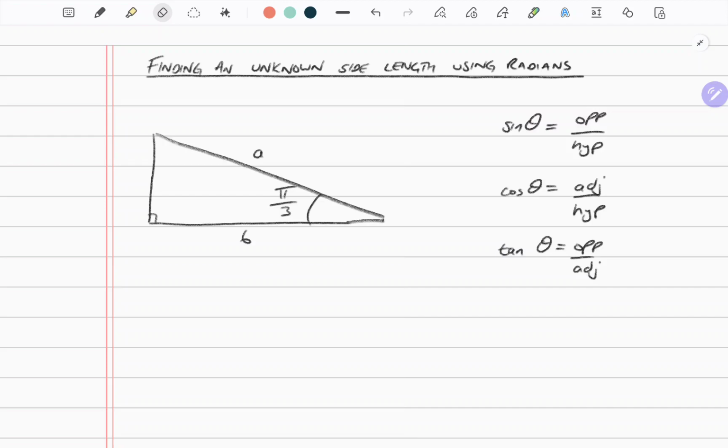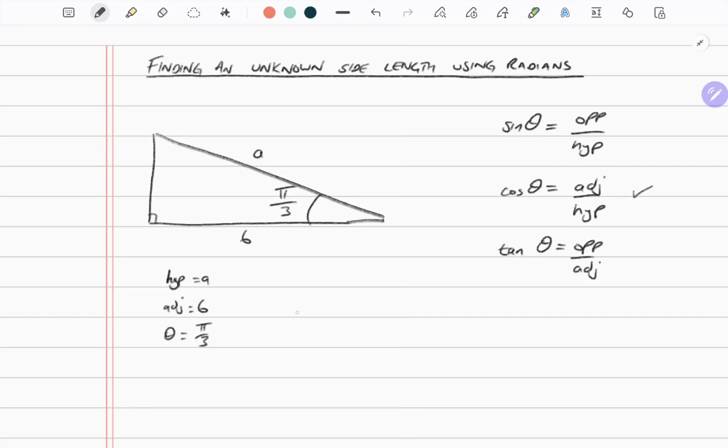So what I've got here is a right angled triangle where we're looking for A, the hypotenuse, and we're given a side length of 6 and an angle of pi by 3 radians. This 6 is the side length adjacent to the angle, and the hypotenuse is A in this case. That's what we want to find. So we'll be using the cosine ratio. Cosine theta equals adjacent over hypotenuse. We have the hypotenuse equal to A, the adjacent side length equal to 6, and theta equal to pi by 3.